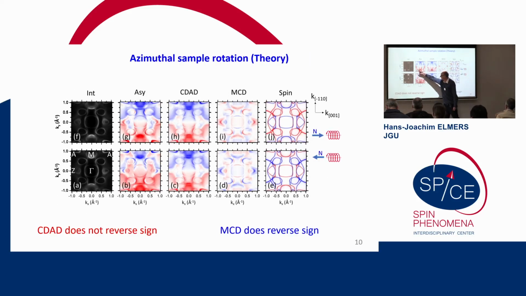We can also calculate that system completely. Jan Minar did that. For the Néel vector being parallel or anti-parallel to the circular right polarized light, you expect this behavior for the asymmetry, CDAD and MCD. And you can see how this is in the end connected to the spin. It's not a direct connection, but there are certain similarities in the calculation. For example, if you look around in the center row, you have this blue up and down and the red color left and right.